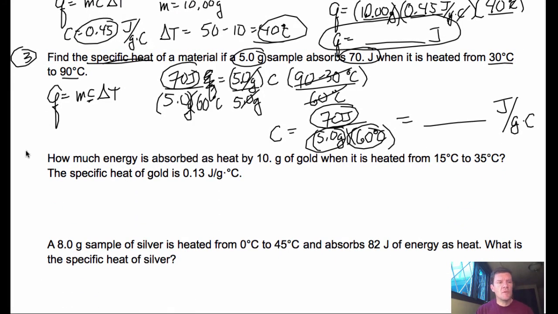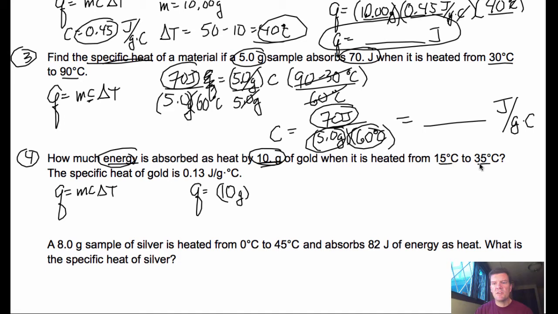All right, number 4. Number 4 is just like number 2. We're finding the energy this time. Again, we're finding the Q value now. Okay? And this is absorbed as heat. You're given the heat, the energy that is being absorbed. You have 10 grams. So let's just go ahead and plug it in because this is just finding the Q value. The mass is 10 grams.